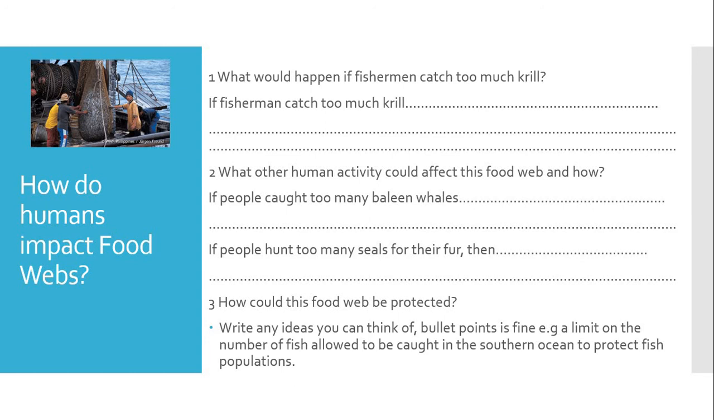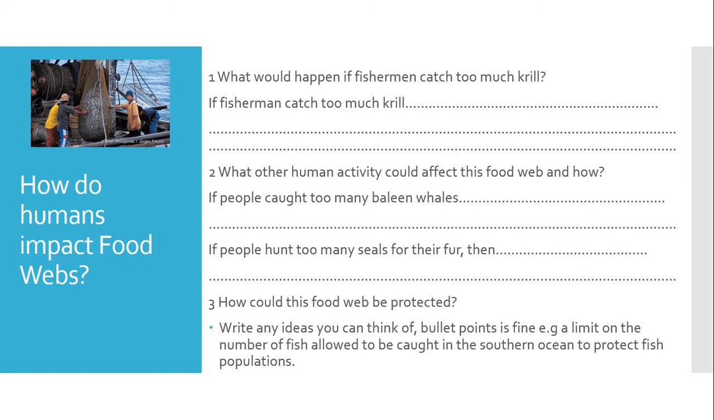Number 2, what other human activity could affect this food web and how? If people caught too many baleen whales, what could we see increase in there or decrease in? If people had too many seals for their fur, then, so the same concept again, how will this change the food web? Are there any populations of animals that will increase? Are there any that will decrease? And what other issues could it cause?